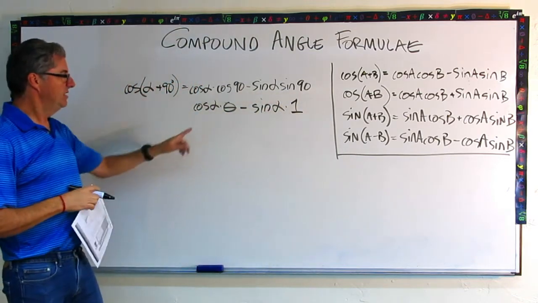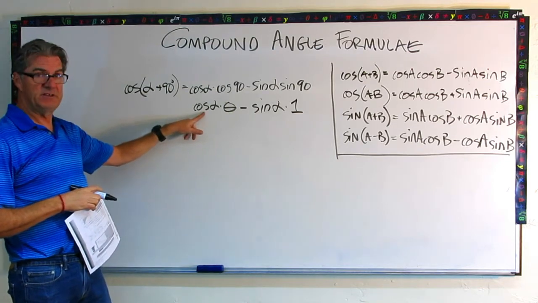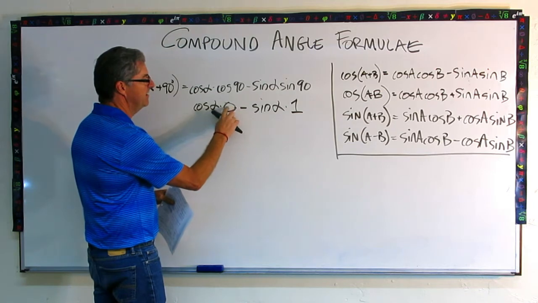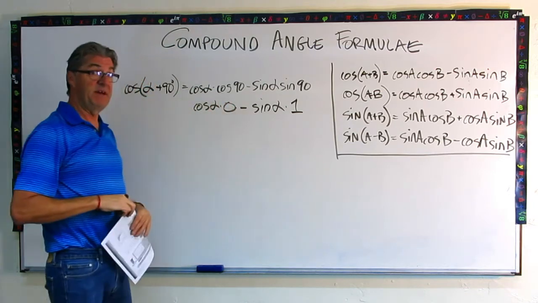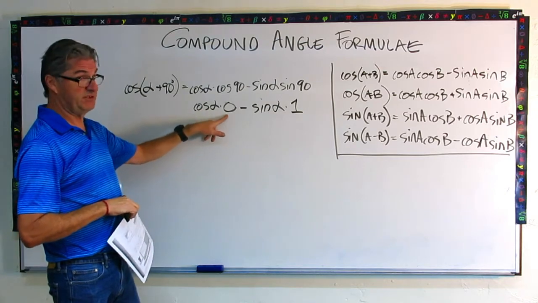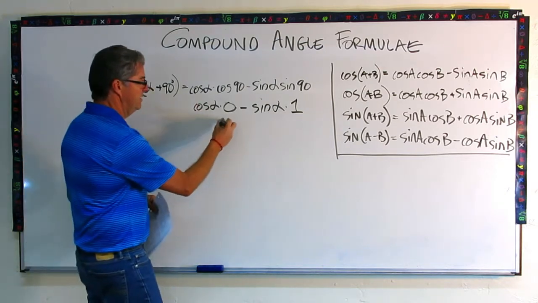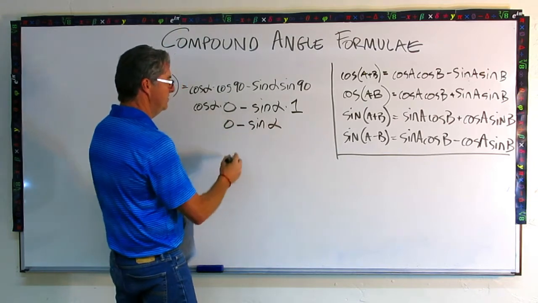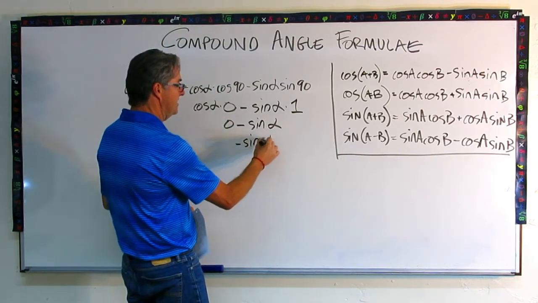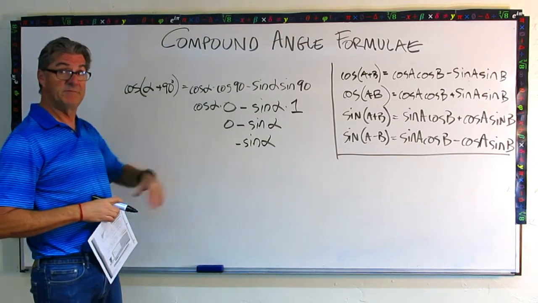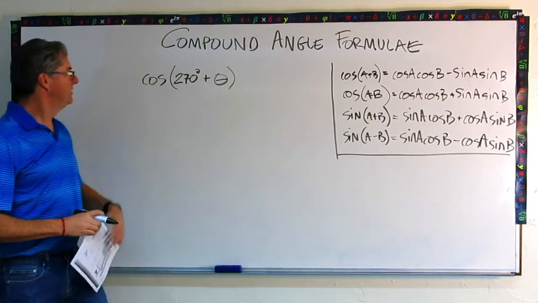Okay? So cosine of alpha, doesn't matter what alpha is. If we're multiplying it, sorry guys, I wrote theta there. I meant 0, okay? So cosine alpha times 0 is going to be 0. So it's going to be 0 minus sine alpha, which is just negative sine alpha. So that's simplified down quite a bit. Okay, let's try another one.